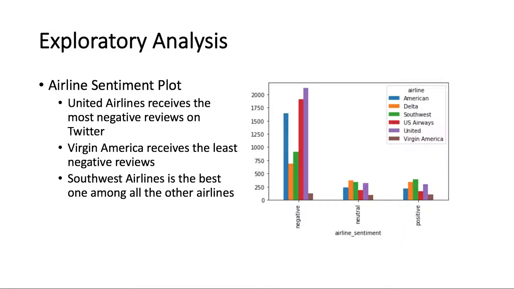Here is the airline sentiment plot. We can see from this plot that United Airlines received the most negative reviews on Twitter, while Virgin America received the least negative reviews, and Southwest Airlines is the best one among all the other airlines.